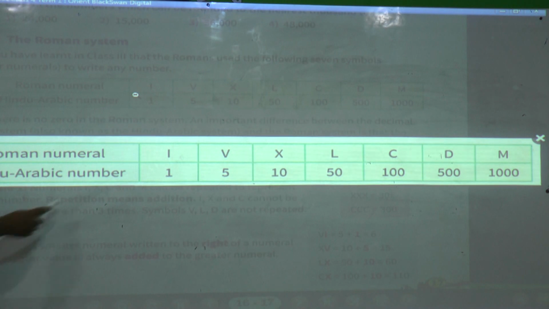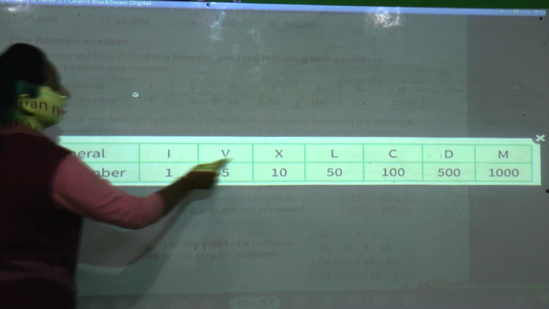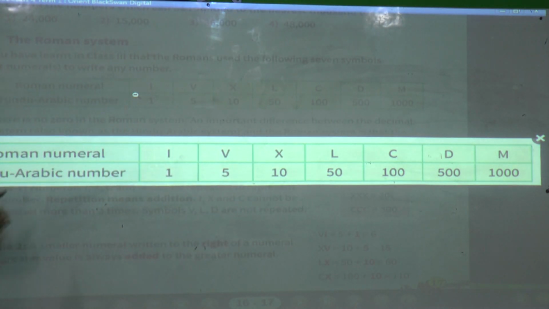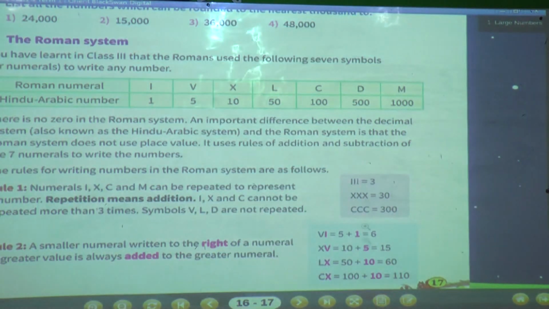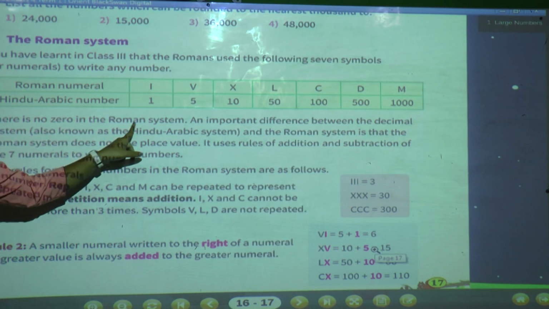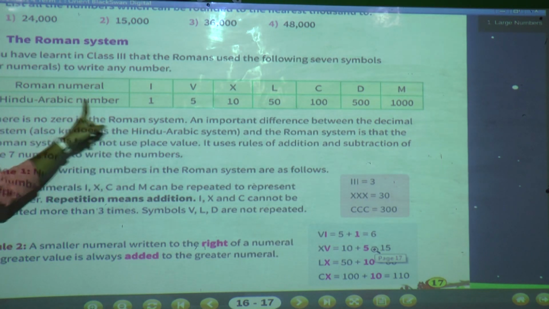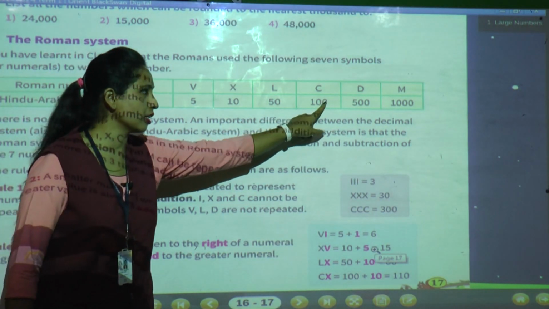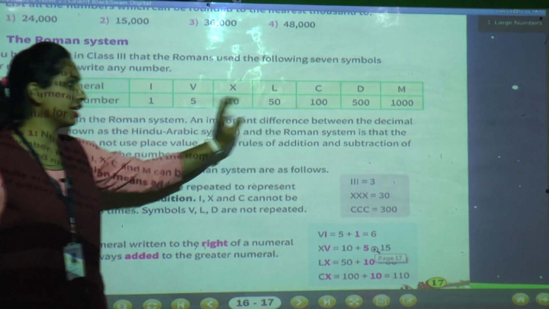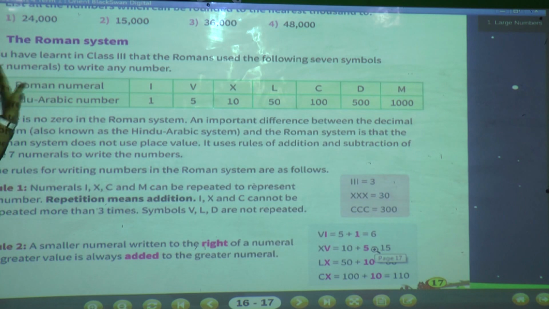So what are these numbers? These are Indo-Arabic numbers, and these are Roman numerals. Let us study about this. There is no zero in the Roman number system. Just as we have zeros in Indo-Arabic, like the zeros in 100 and 50, in the same way we don't have any zero in the Roman system.